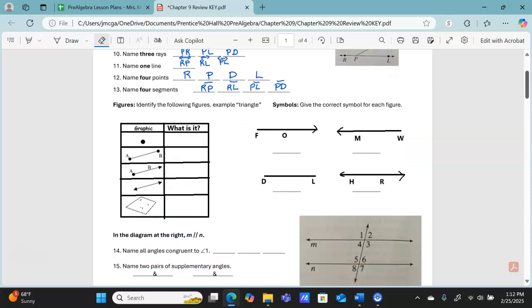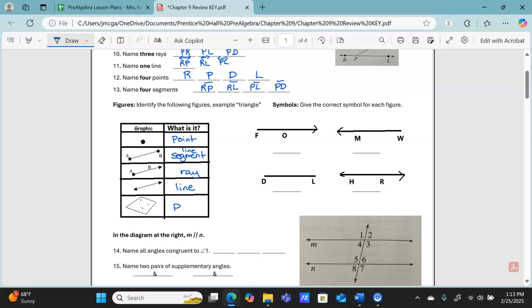Moving on, this was not in the chapter review in the textbook, but it was things that I wanted you to know. So what are these? This is a point. This is a segment, specifically a line segment. This is a ray. This is a line. And this is a sketch of a plane.